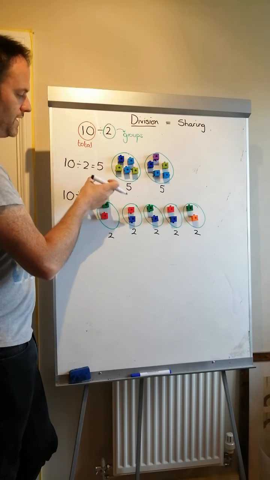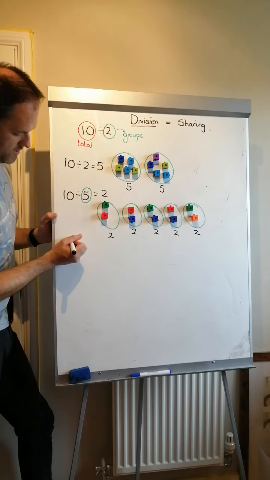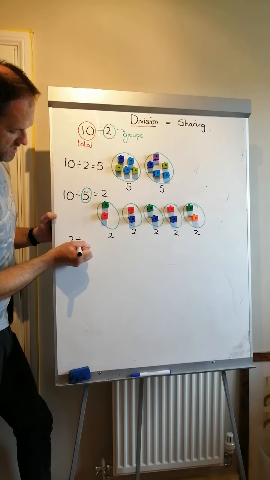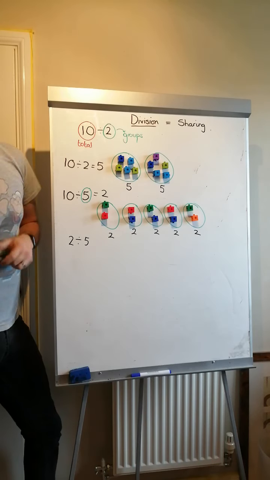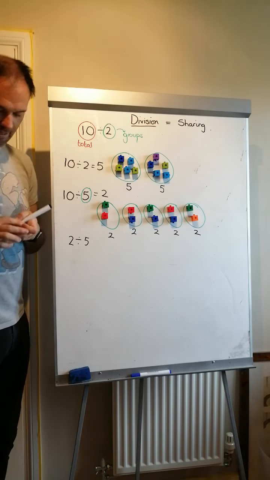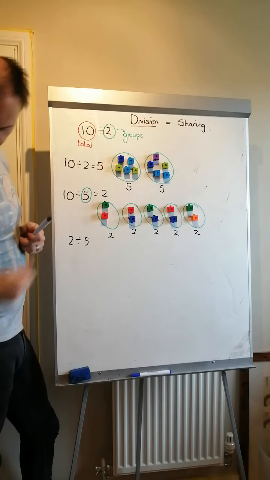So you can swap these two numbers round, but can we do 2 divided by 5? Like we did the multiplication, can we swap those two numbers round? Let's check. So here we need 5 groups.